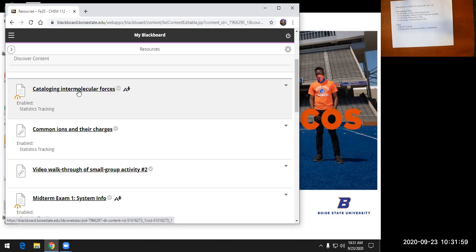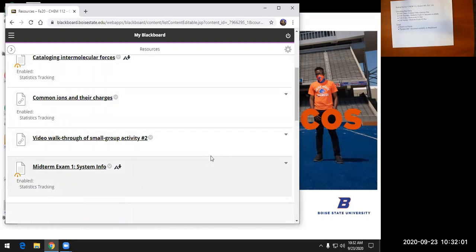I know that some people were having trouble identifying when something is ionic and when it's not, and so that's why I have a link here to the common ions and their charges. I have a video walkthrough of small group activity number 2, and then I have here the system information, background information for the first midterm exam.